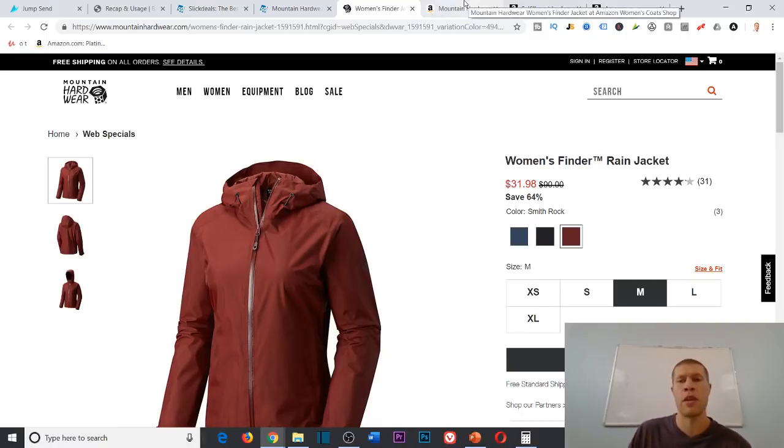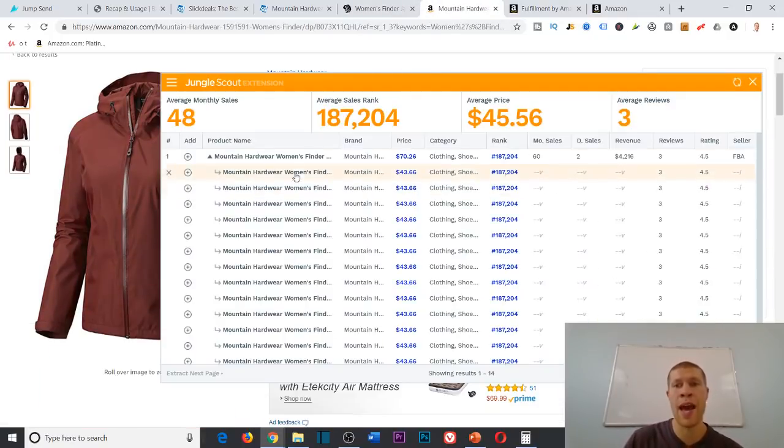So let's run through some of the numbers here. Like I said, $31.98 roughly to buy this jacket in medium. If we run the numbers, we look at the parent listings, basically saying that it's selling about 2 a day roughly and about 60 monthly sales.